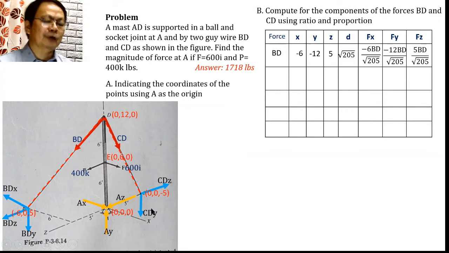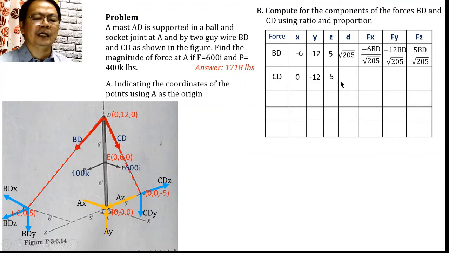Okay, let's try CD. It has no z component now, and you can see that here. The value of the x component will be 0 minus 0, which gives us 0. The value of y will be 0 minus 12, which gives us negative 12. And z is negative 5 minus 0, which gives us negative 5. So when we take the distance, it is actually equal to 13. That is the square root of negative 12 squared plus 5 squared, which gives us the square root of 169. Taking the square root of that, this is equal to 13.